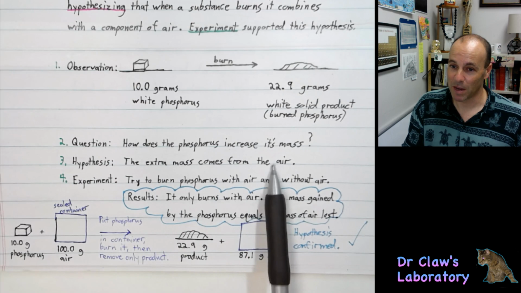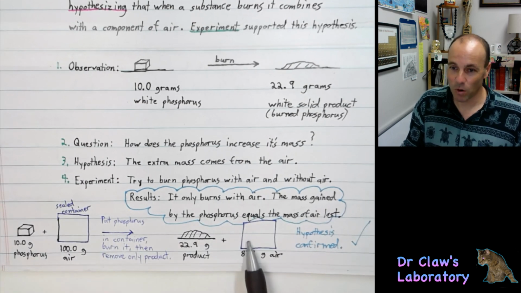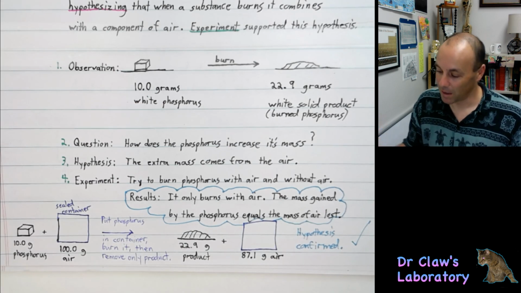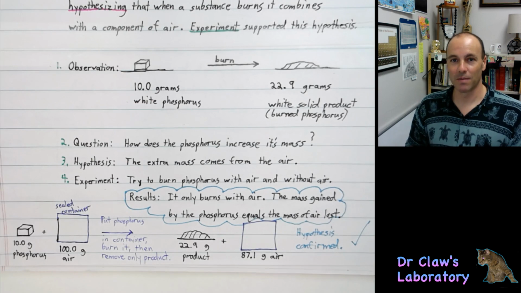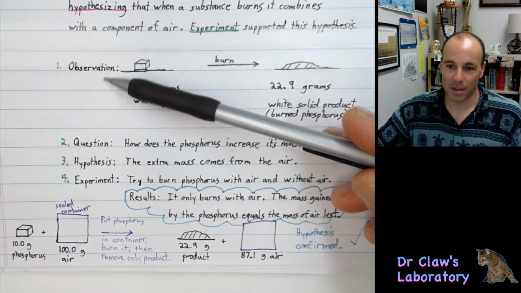The mass comes from air, because the numbers match up. You gain 12.9 grams here and you lost 12.9 grams there. They must be the same 12.9 grams. It must come from the air. Check. Hypothesis confirmed. And that's a pretty good application of the scientific method.